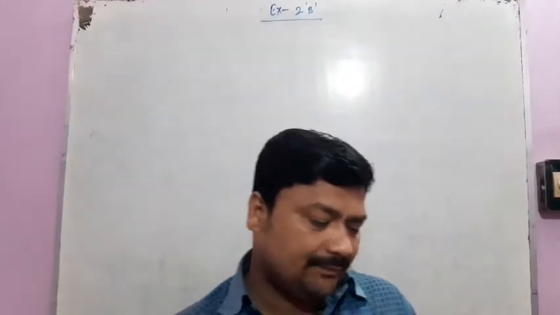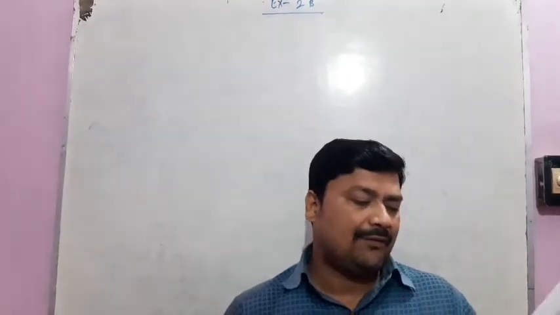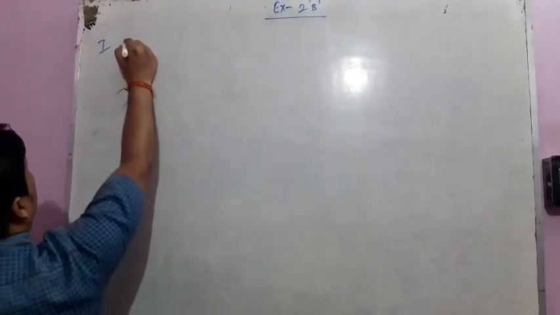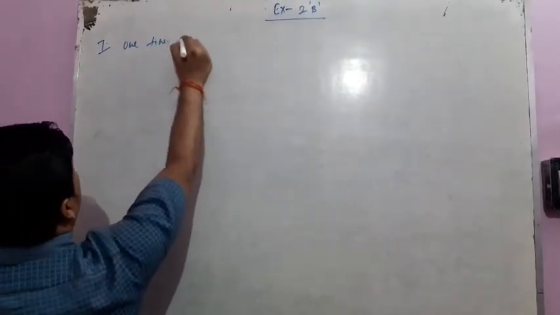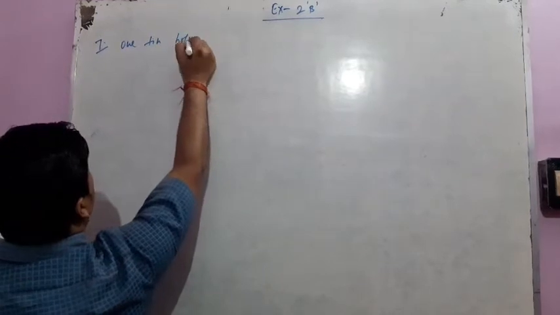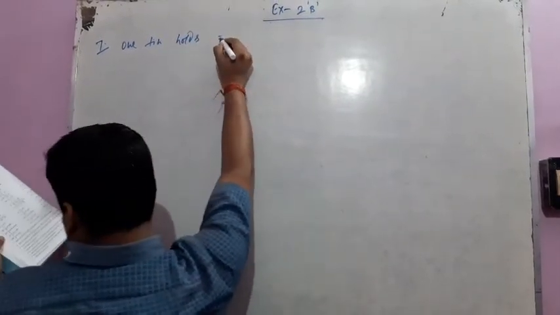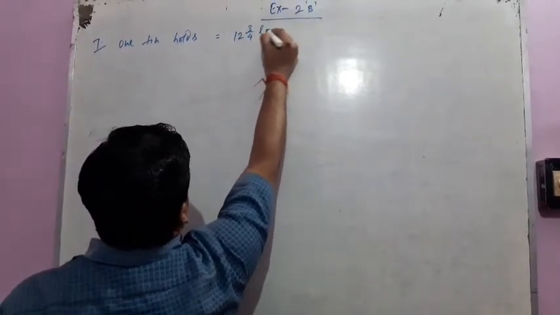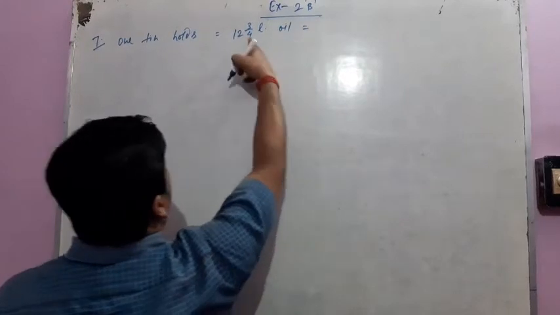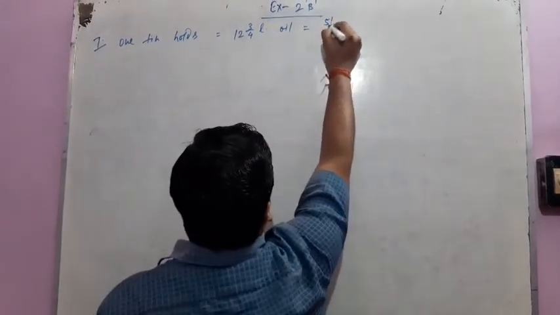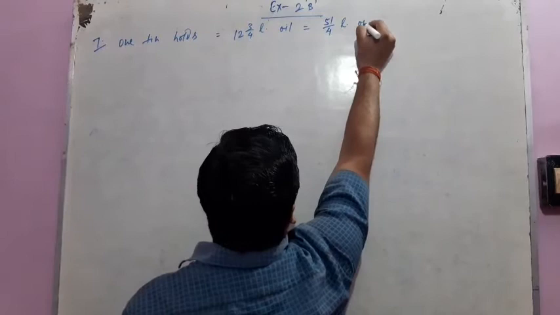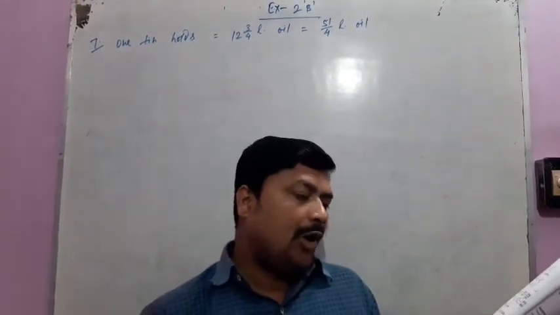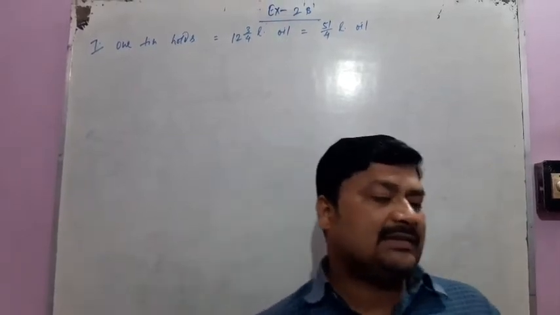In question number 7, one tin holds 12 whole 3 by 4 liters of oil. One tin holds 12 whole 3 by 4 liter oil. That is 12 4 is 48 and 3, 51 by 4 liter oil. So it is asked here, how many liters of oil can 26 such tins hold?